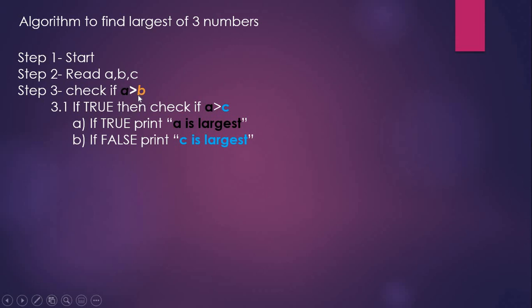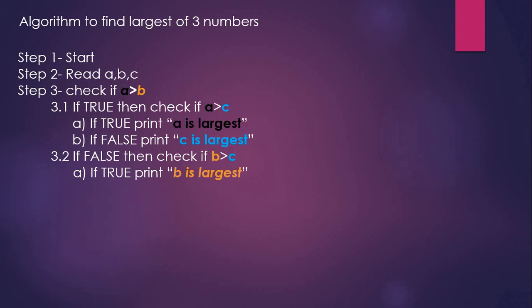Suppose A greater than B is false. That means A is not greater, B is greater. In this case, we have to check B with C, whether B is also greater than C. So, if B is greater than C is true, print B is largest. And if B greater than C is false, then print C is largest.